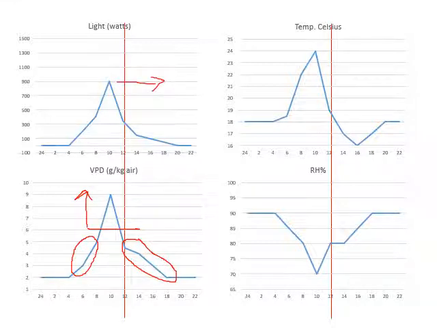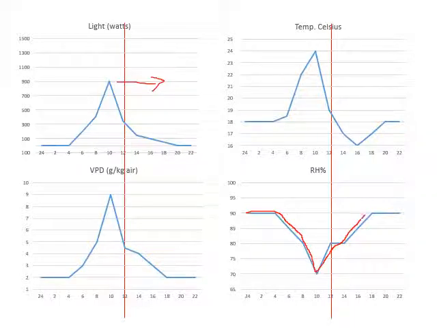Looking at humidity, we have a situation where it started the day rather high at 90%, and as the sun came up, the air warmed, it started to be able to hold more moisture, so the relative humidity dropped and dropped and dropped, hit 70, and then started to come back up a little bit as things cooled. But for the most part, the 70 to 80 zone of happiness for powdery mildew was only enjoyed for a small part of the day.